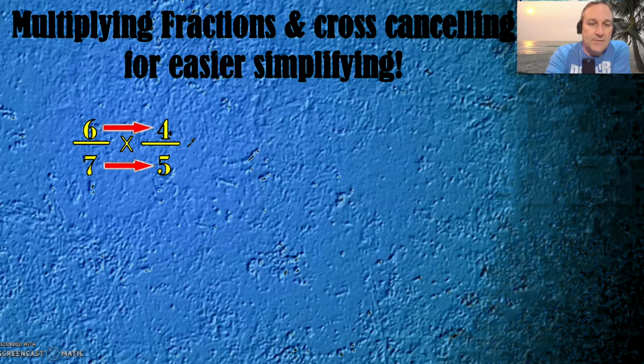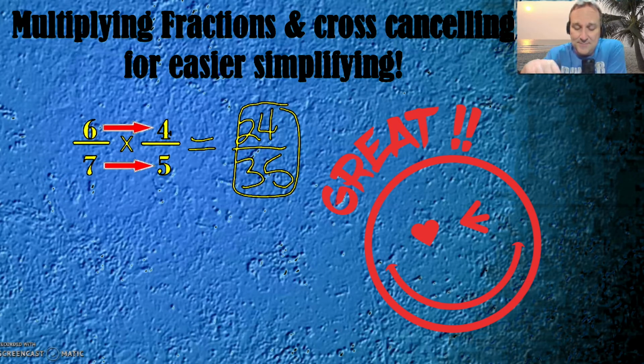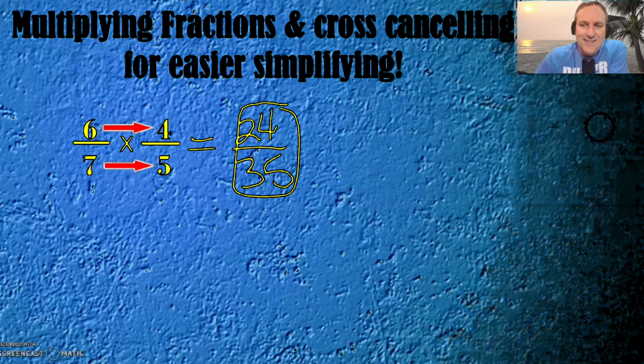Now, what we have here is basically just multiply this across. You multiply the 6 times the 4, and you get 24. And then you take 7 times 5, and you get 35. And that's how you multiply fractions. Pretty simple, isn't it? Now, they're not always that easy. Sometimes they get a little bit trickier.